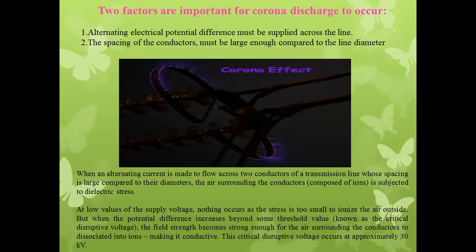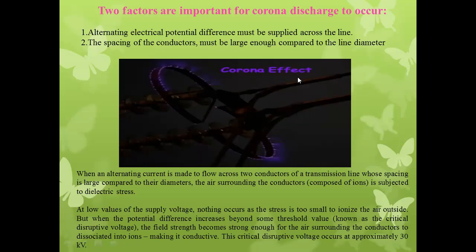Generally, various terms and various factors are related to the corona discharge. Today we have seen the main working principle of corona discharge. See this image or diagram, you will get the idea how the corona discharge occurs. This is our transmission line, having the guard ring. This is the string of suspension insulators.